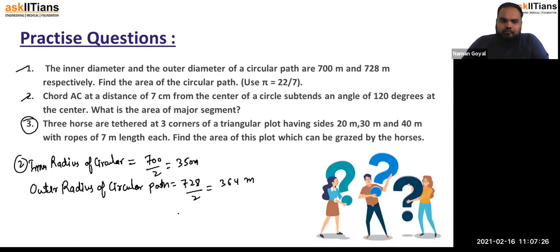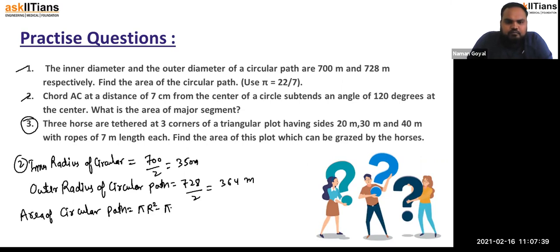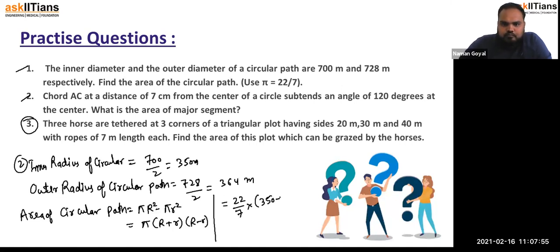Now the area of that circular path is what? Pi capital R square minus pi small r square. So you can take pi common, it gives R plus r into R minus r. So if you solve further, pi is 22 by 7 into capital R, which is 350, plus 364.